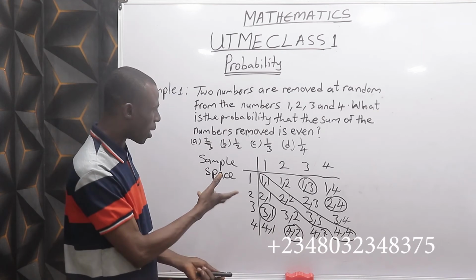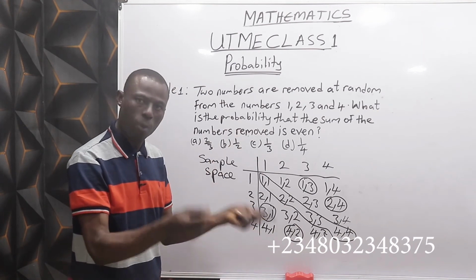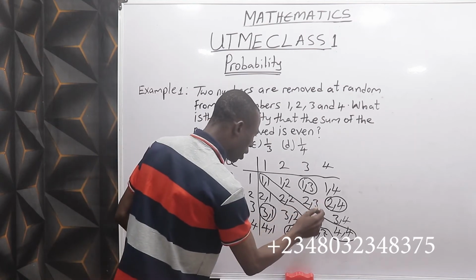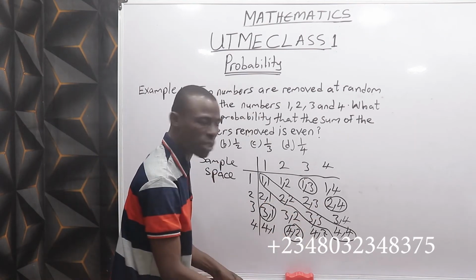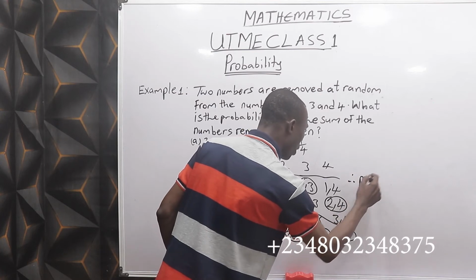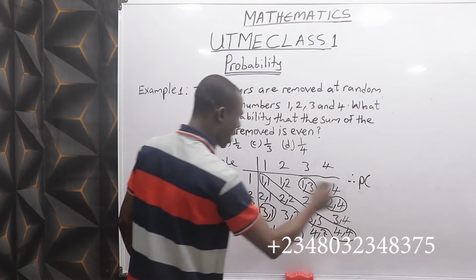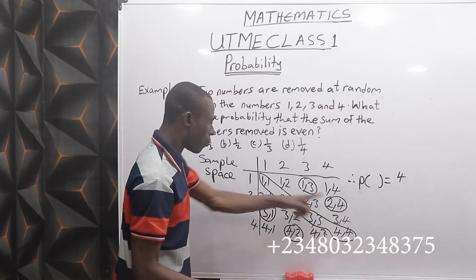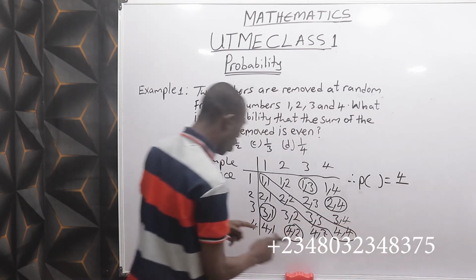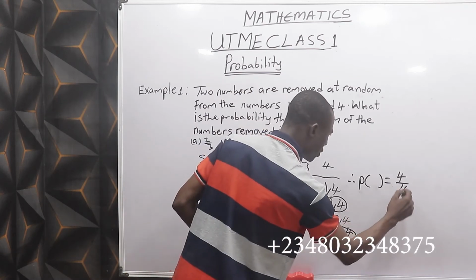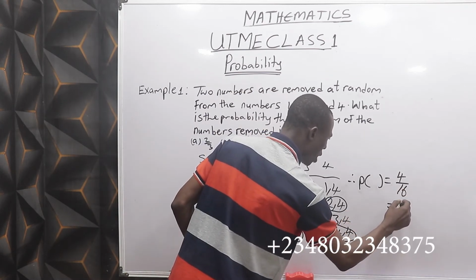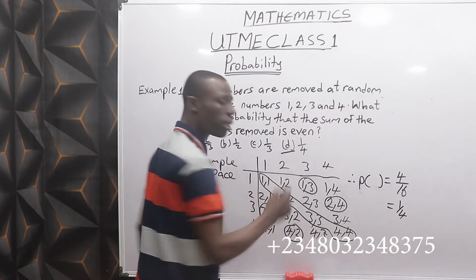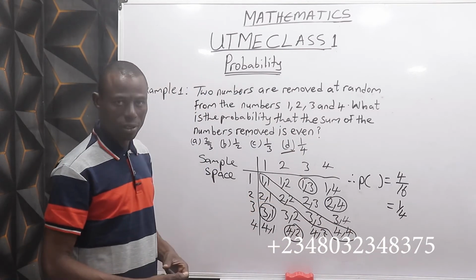Required. What is required? Two numbers whose sum form even numbers. And that is it. Number of required outcome is 4. Number of possible outcome is 16. We say, therefore, probability of that event is number of required outcome, which is 4, over number of possible outcome, which is 16. Reduce to the lowest term, you have 1 over 4. Therefore, option D is going to be the correct answer.